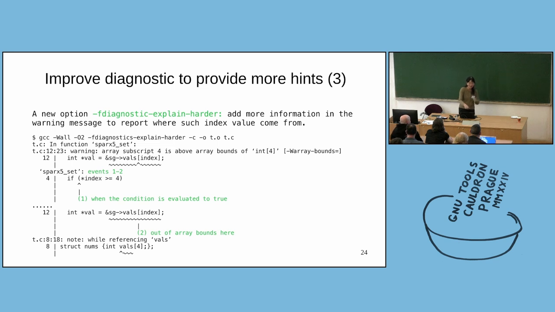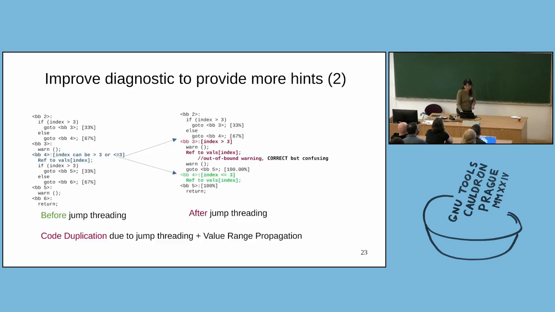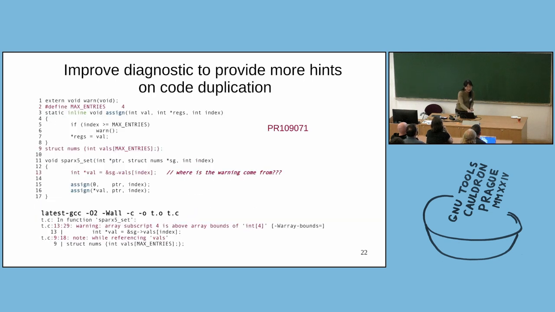And from this warning message, you can see very clearly the compiler reports under what kind of situation, under event one, when the condition evaluates to two, this array out of bound will happen. Then the user can come back to look at line five in their code, which will help them identify where their source code has an issue. Thanks a lot for David's help.